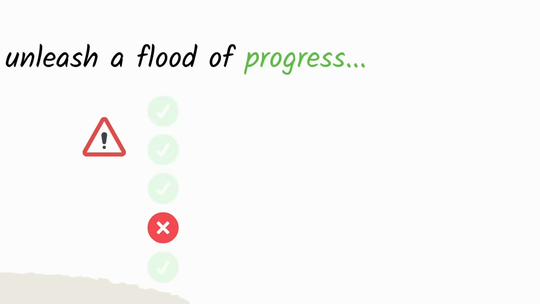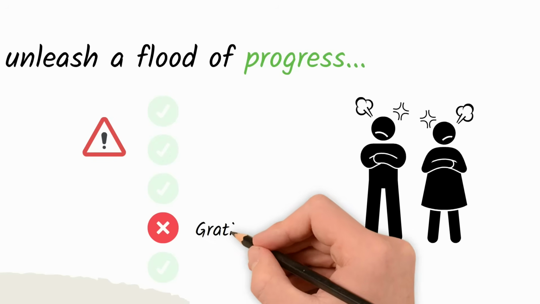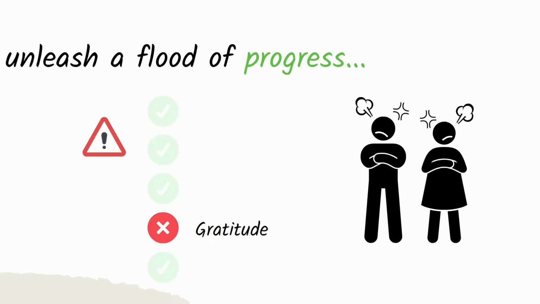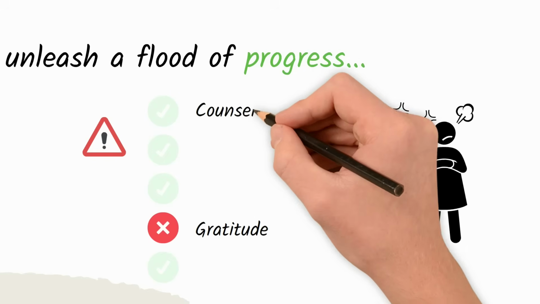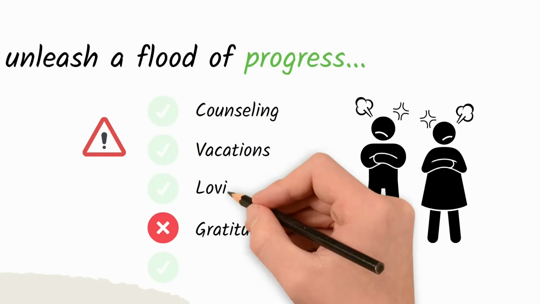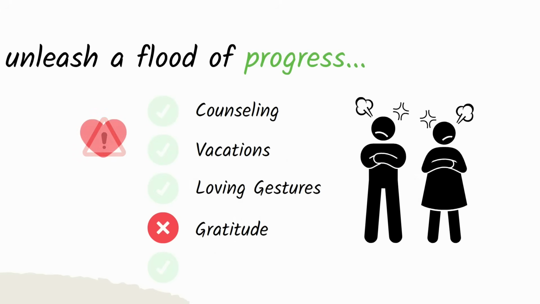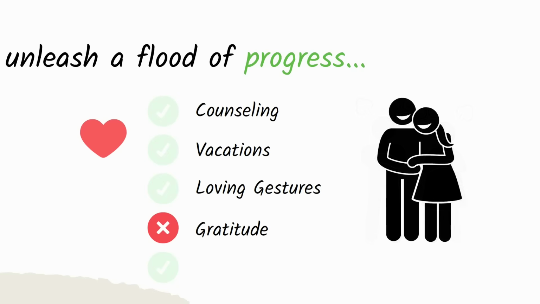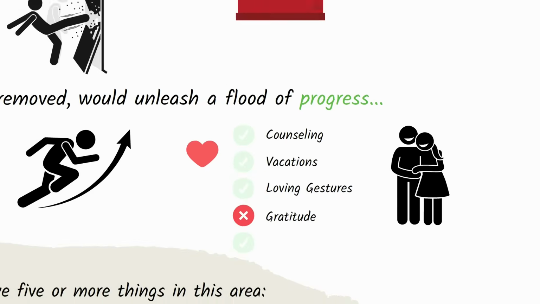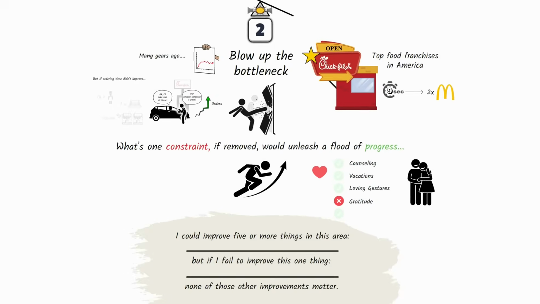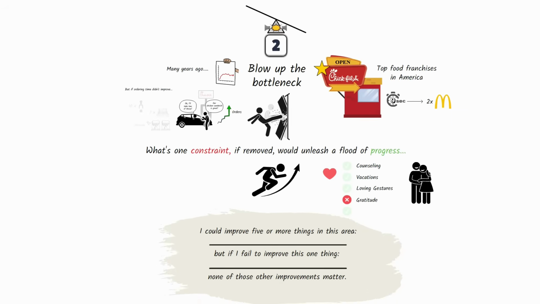One man in the book discovered that the bottleneck in his marriage was gratitude. Without genuine appreciation for his wife, no amount of counseling sessions, vacations, or loving gestures would reignite their connection. After addressing his lack of gratitude, their affection and playfulness returned. You'll find that most breakthroughs don't occur by working harder, but by zooming out to find the one constraint you need to direct all your focus on.